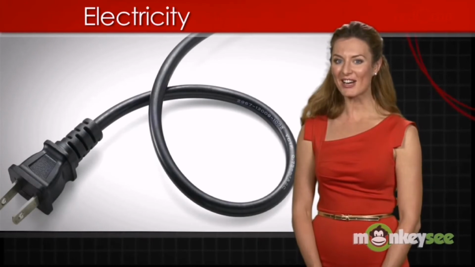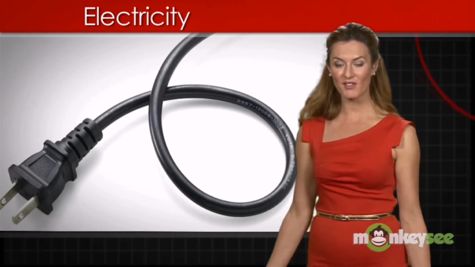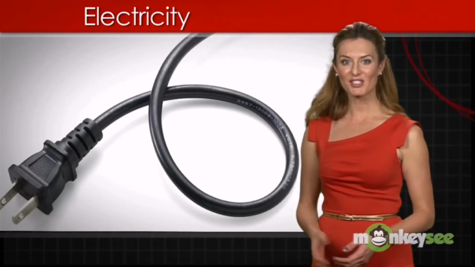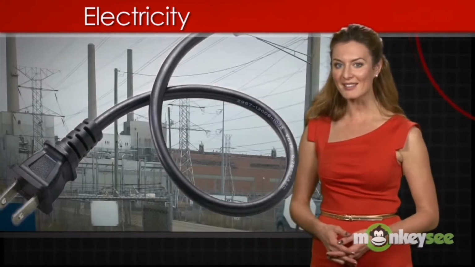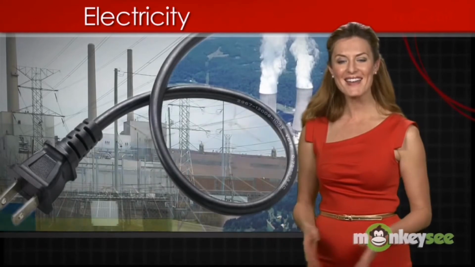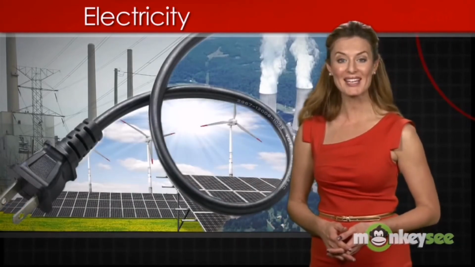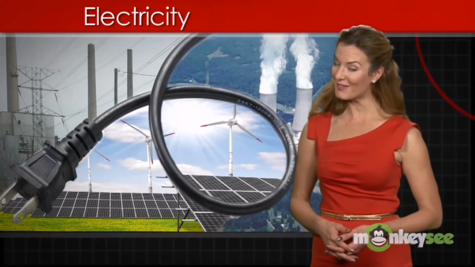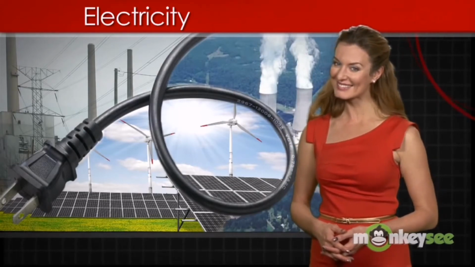Electricity is a secondary energy source, meaning we have to convert energy from another source into electric power. Sources of electricity include burning natural gas and coal, nuclear power, and natural sources of power such as wind, water, and solar energy. And that's the shocking truth about electricity.